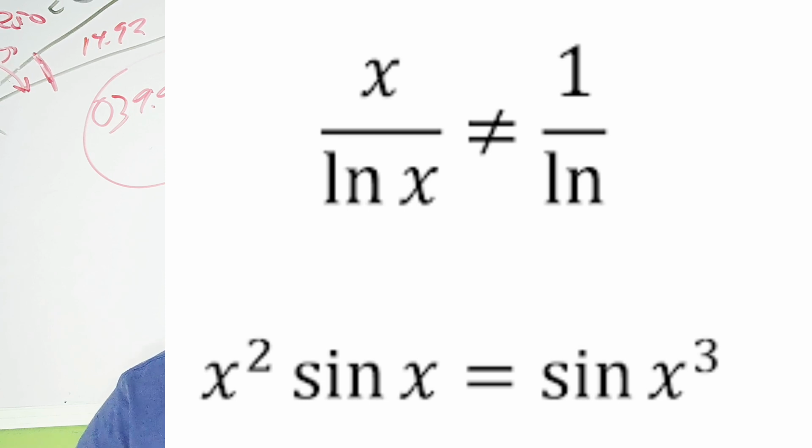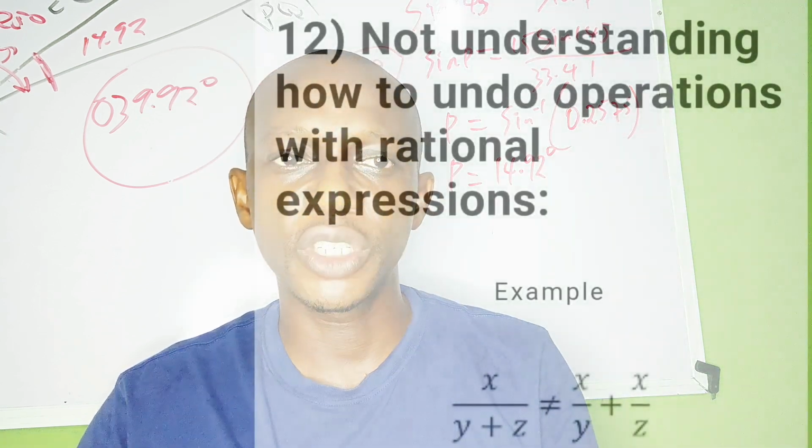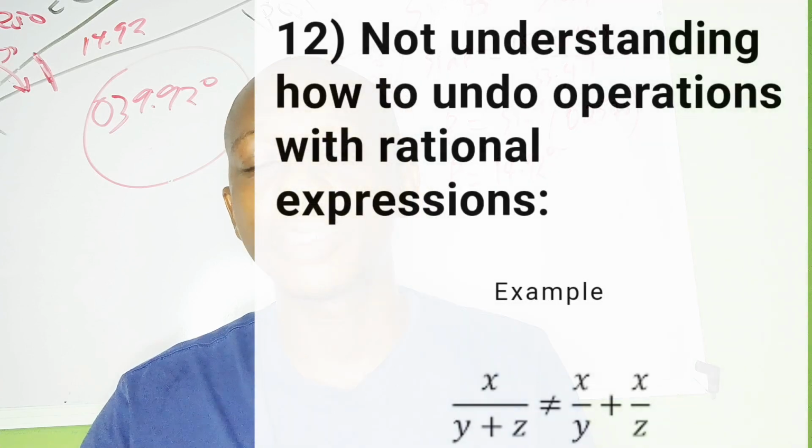Okay, let's go to point number 12. Not understanding how to undo operations with rational expressions. We have an example there. We have x divided by y plus z. You cannot distribute the denominator. That is not possible. So this cannot give us x over y plus x over z. No. The only correct one is what we have done there.